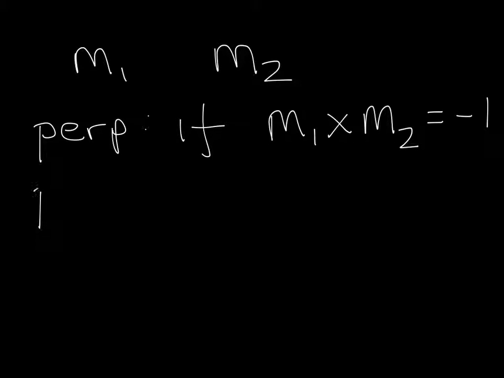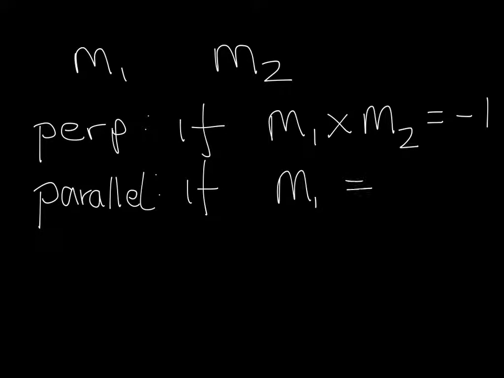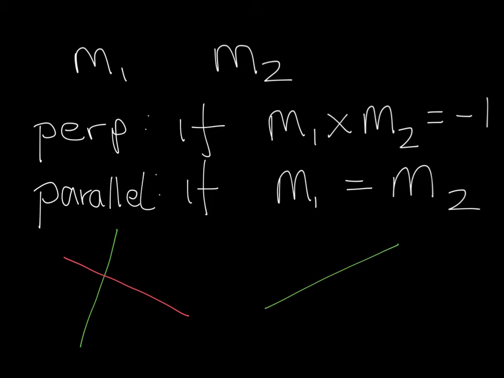They're parallel, in fact the 2 lines are parallel, if the gradients are equal. And that's a useful rule to remember. So we have perpendicular lines for the first rule, and we will have parallel lines for the second rule.